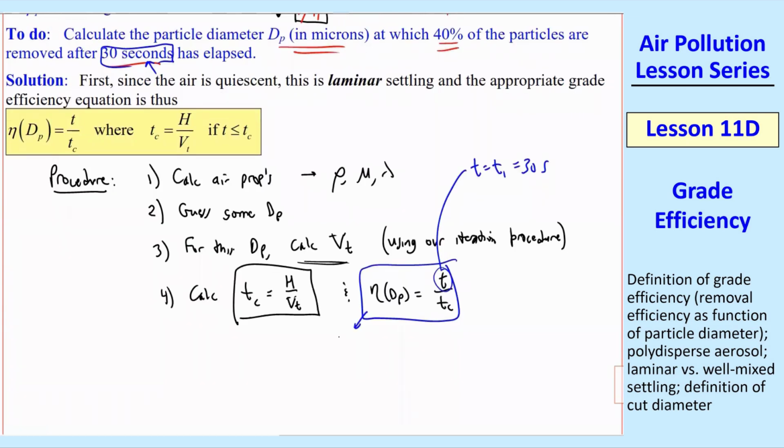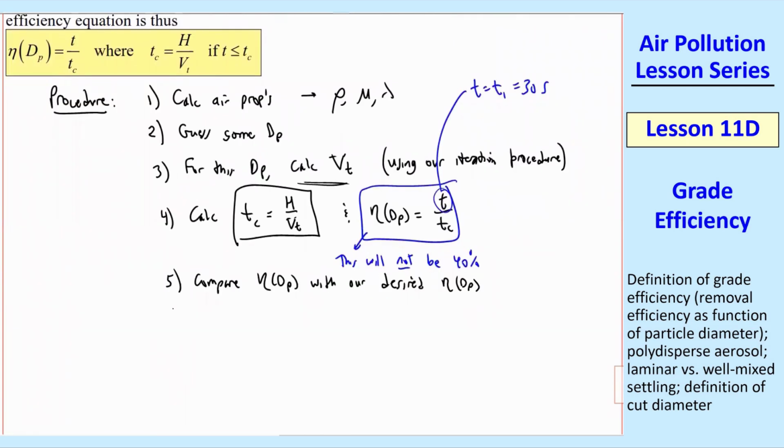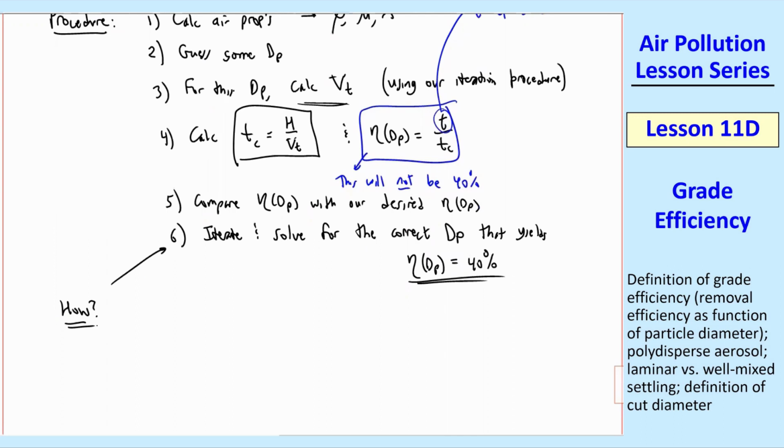Now, unless you're really lucky, this will not be 40%. The next step is to compare eta dp with our desired eta dp, and they won't be the same from your first guess. So now you have to iterate and solve for the correct dp that yields eta dp equal to 40%. How? I'll say any way you want. Trial and error. Just pick some new dp, do everything again. If you're using software, this is pretty trivial. Come up with another dp. It's not right, but maybe you're closer, and you keep trial and error until you get it right.